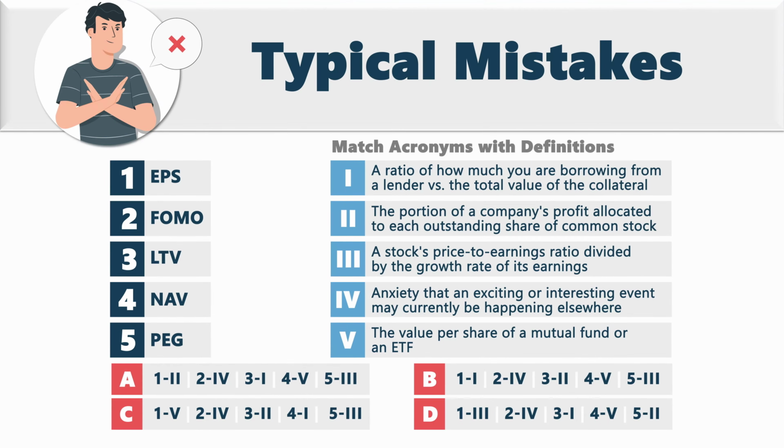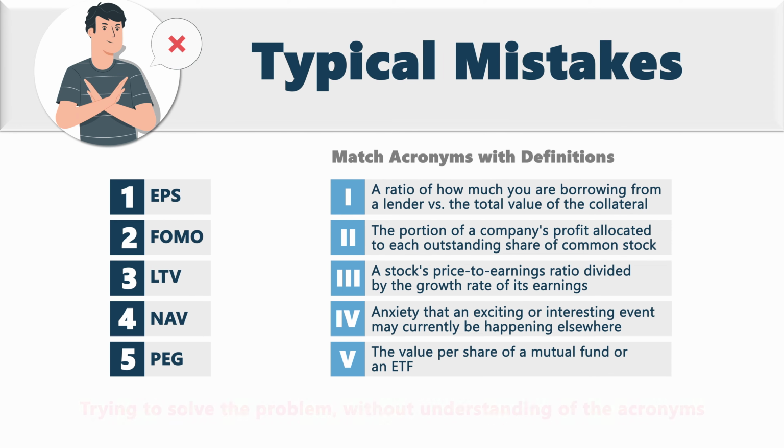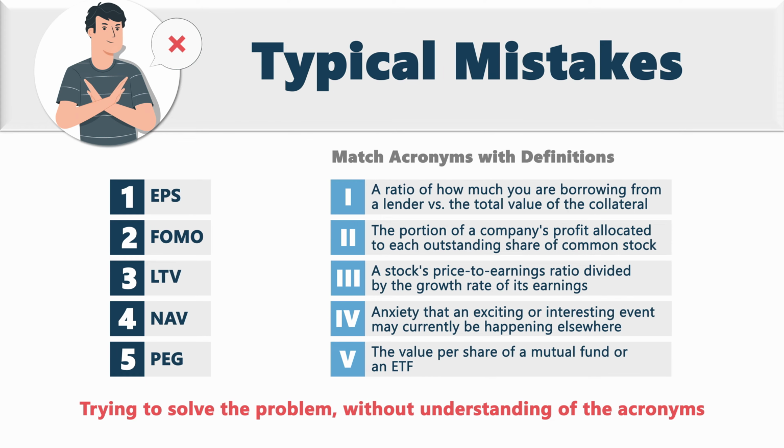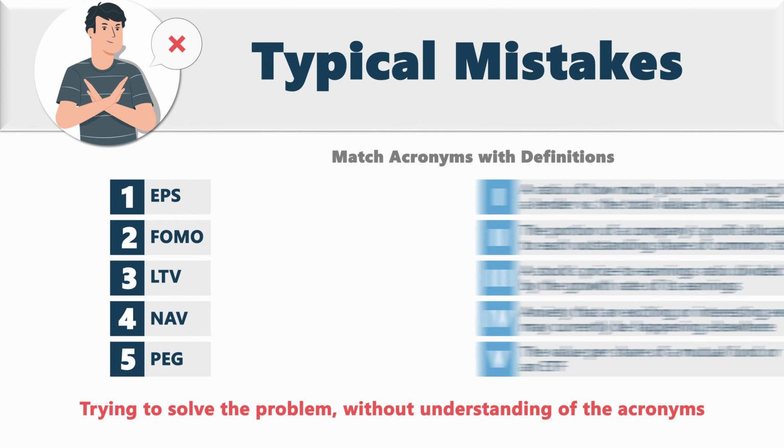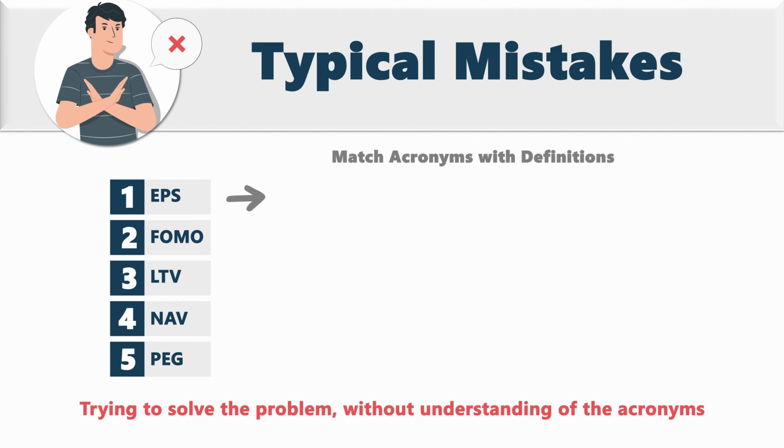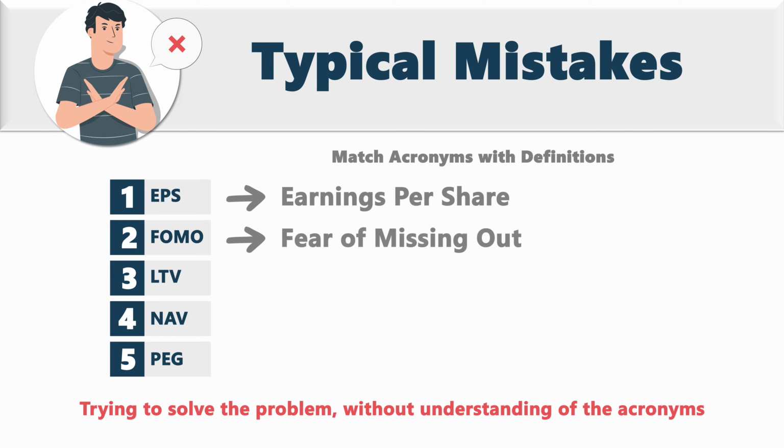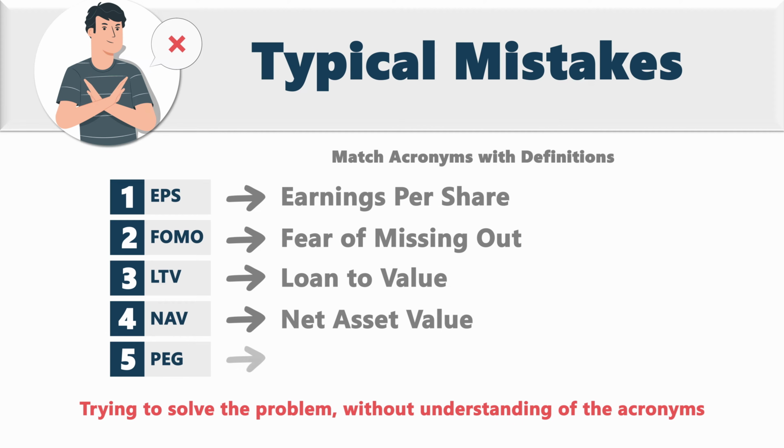Speaking about the incorrect answers, you might be curious to learn that the most typical mistake here is trying to solve the problem without understanding the acronyms. And there are 5 acronyms here. EPS stands for earnings per share. FOMO stands for fear of missing out. LTV stands for loan to value. NAV stands for net asset value. And PEG stands for price earnings to growth ratio.